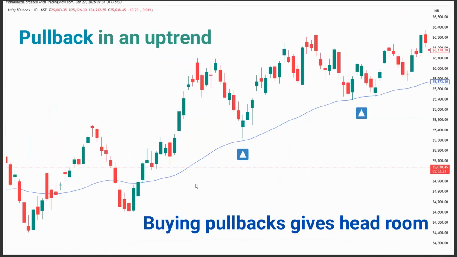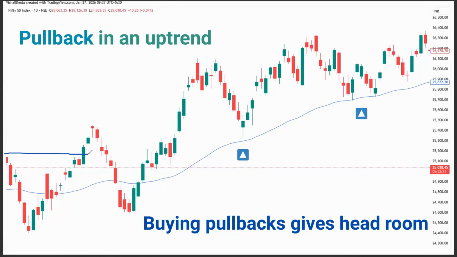So see, this is the same chart, by the way, my friends. You took an entry here. Similarly, if you are a breakout trader, you might take an entry over here because you are waiting for the resistance to be surpassed. So rather than taking an entry here, after such a rally has already happened from below, rather than buying an uptrend, what if we try to buy a pullback? Why? Because buying a pullback in an uptrend will give you headroom.